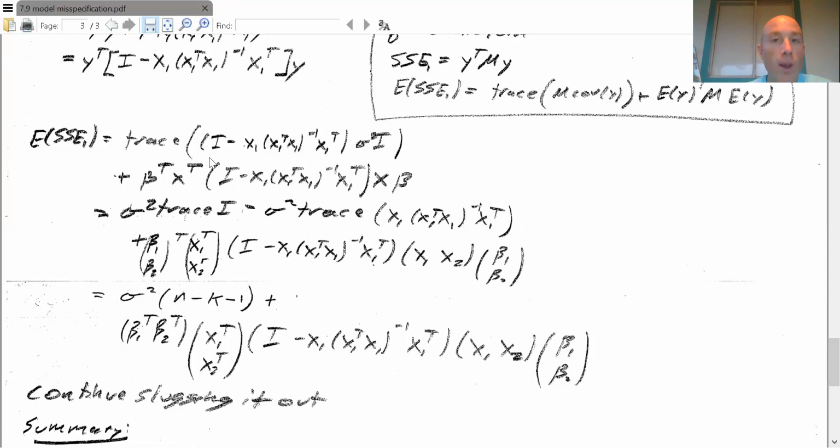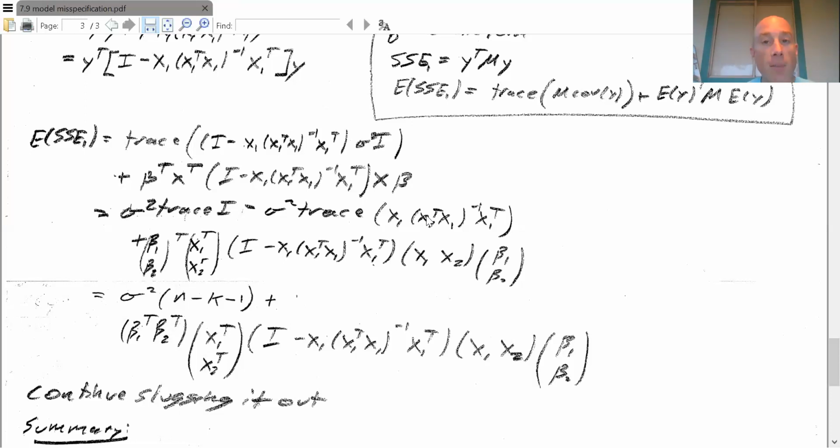Trace is an addition operation, and I've got subtraction on the inside, so I can break up the trace like that. Now I have the trace on I, which is the n by n identity, and then I have the trace on this. Remember, the trace is commutative on the inside, so I can change the order of stuff in here. If I can change the order, I can rewrite this so that I have x1 transpose x1 times its inverse. Then boom, I get the identity.